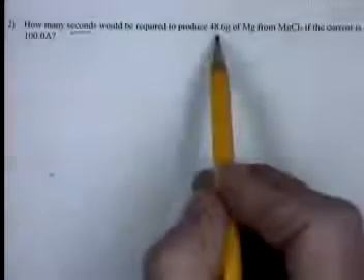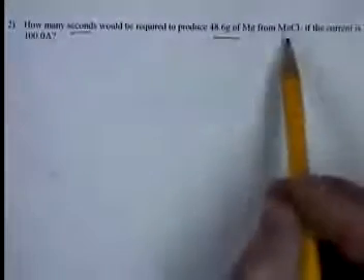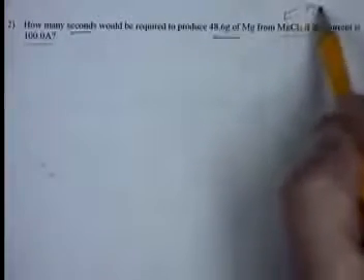Let's look at a second sample problem. This one's very similar, but it's just kind of like the backwards of the question. This one says, how many seconds would be required, seconds, now we're looking for time, to produce 48.6 grams of magnesium from MgCl if the current is 100 amps. Now I'm going to assume this is molten.